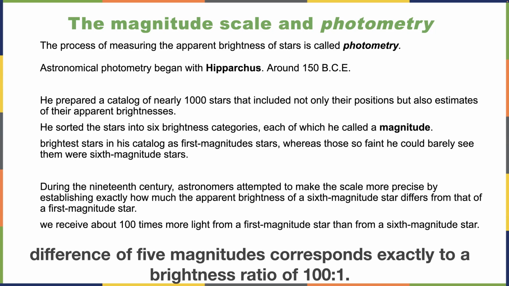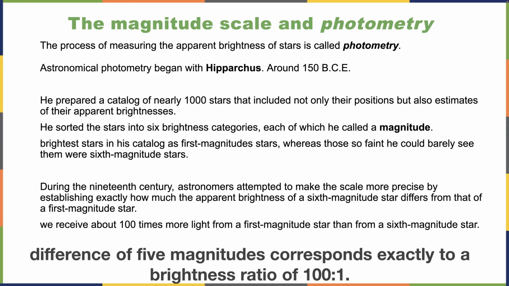Now this subject, photometry, began with Hipparchus around 150 BCE. So that's a long time ago. What he did was prepare a catalog of 1,000 stars. He observed 1,000 stars and made a catalog. What he had in this catalog was not only the positions of the stars, but also estimates of the apparent brightnesses of the stars. So he included the position of the star on the sky plus the apparent brightness values.